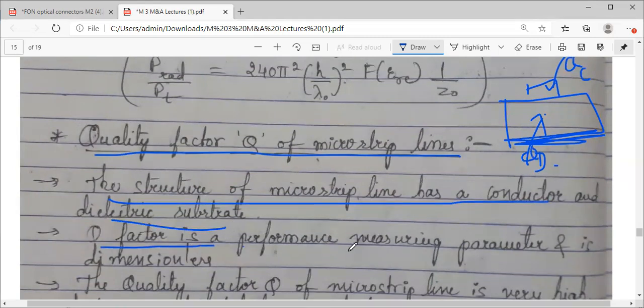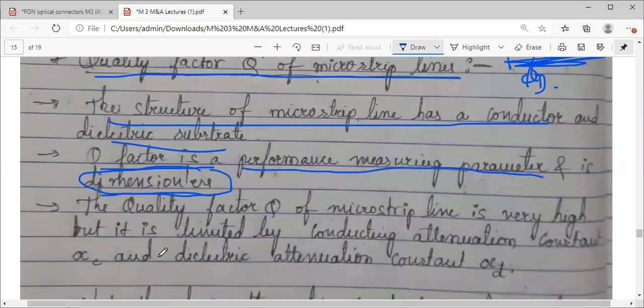Then quality factor is the performance measuring parameter and it is a dimensionless quantity. That is important here. Don't go hunting for the unit for this quality factor. It is a measurable performance quantity, which is dimensionless. This quality factor Q of a microstrip line is usually very high, meaning the performance of the microstrip line is good. It means the quality factor is good, it means your line is performing very well.